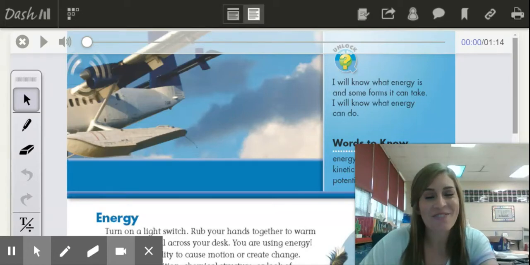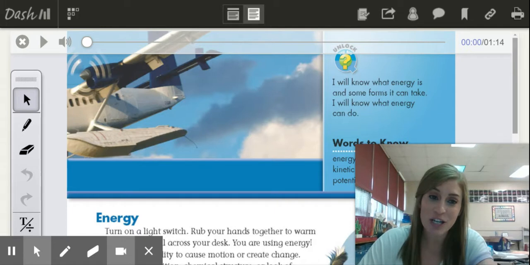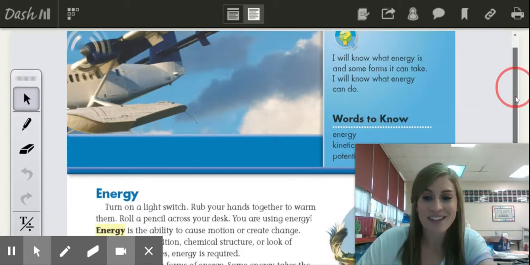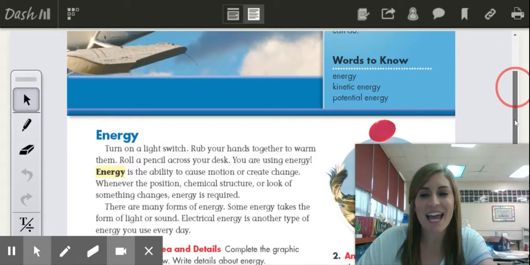Hey guys. All right, we are also going to start science this week and we are going to be talking about energy. We're going to be talking about the forms it can take and what energy can do.